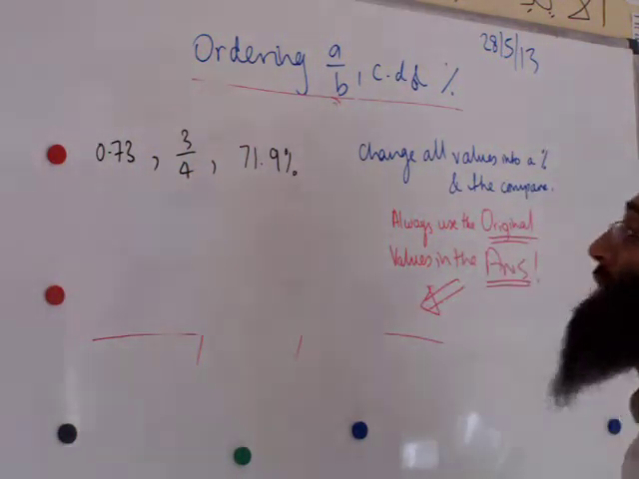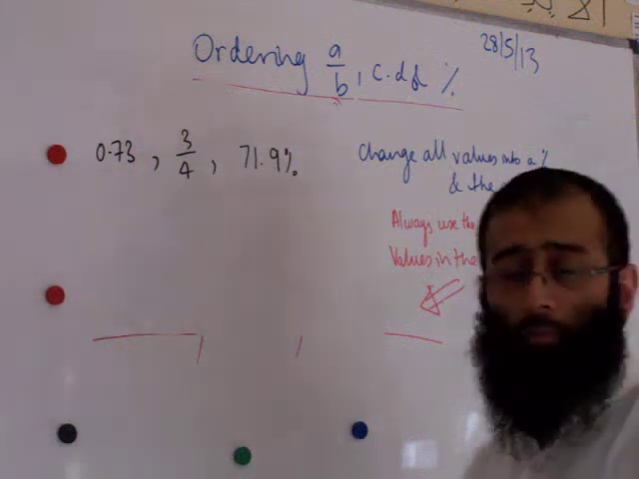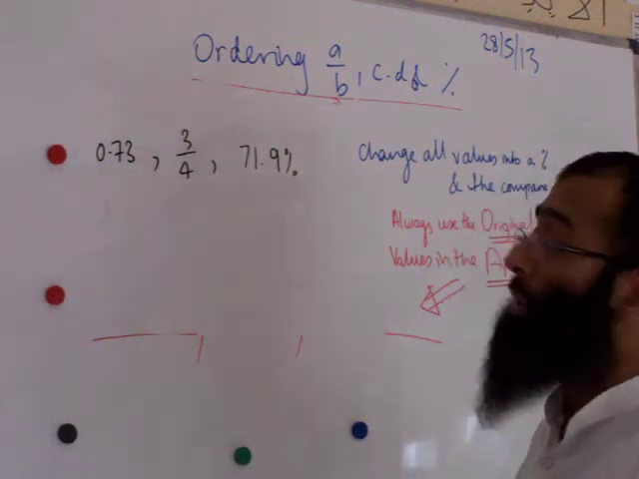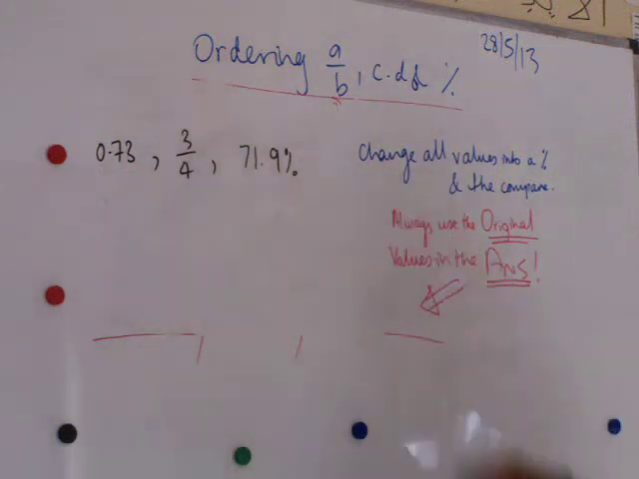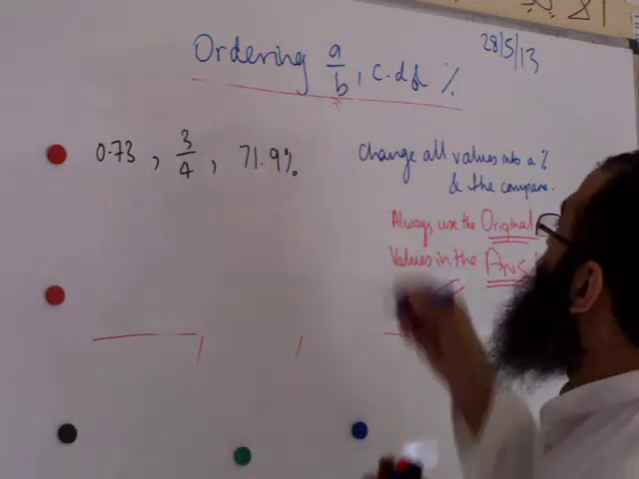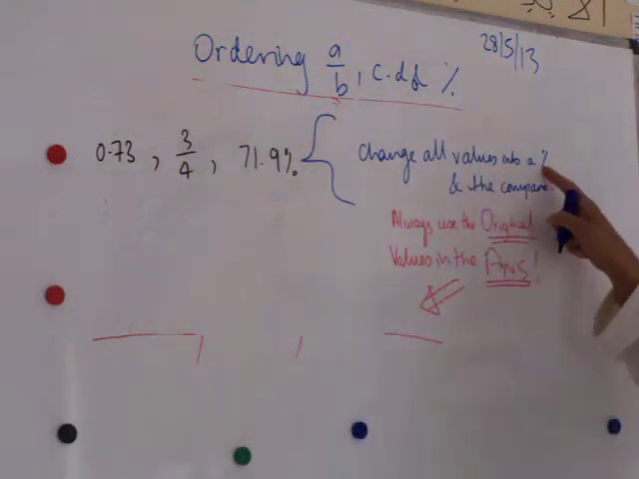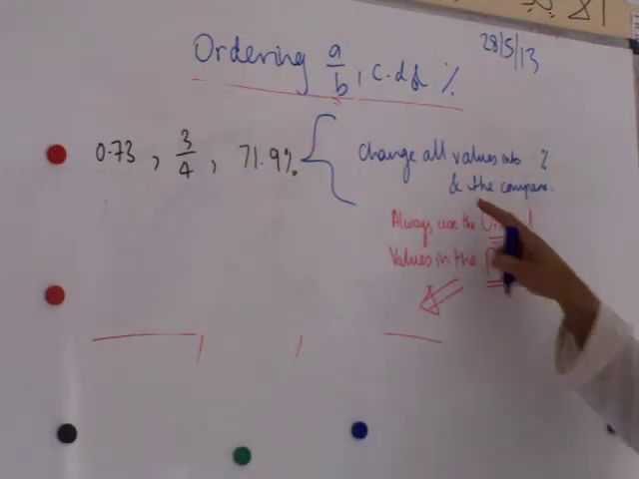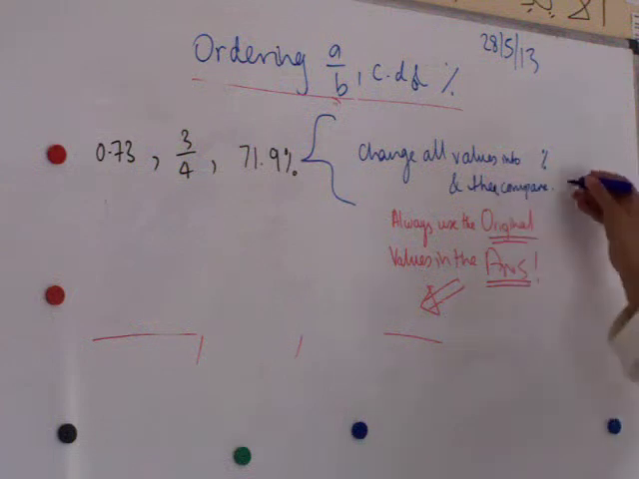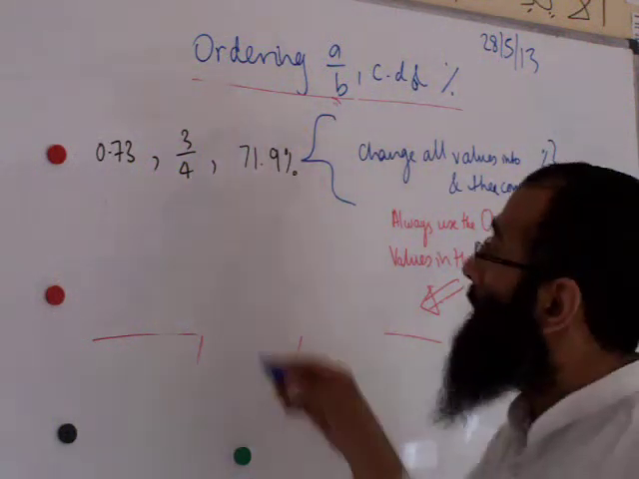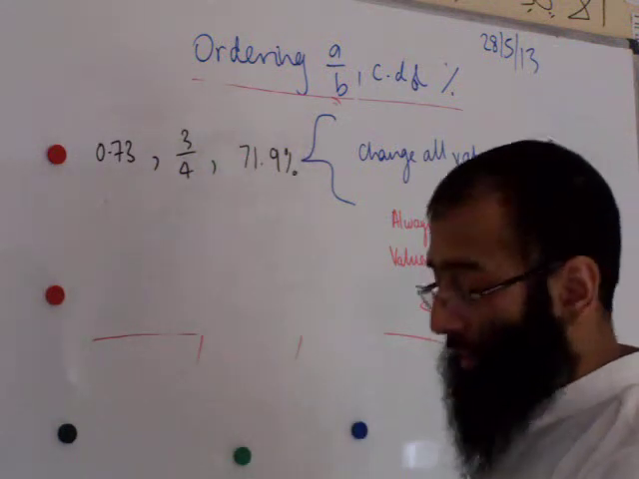Here's the next question. I made this one up, modified from one of the questions from exercise number 9. The same technique applies: change all values into percentage, and then compare. Let's go for it. So 0.73 should be one of the easier ones.